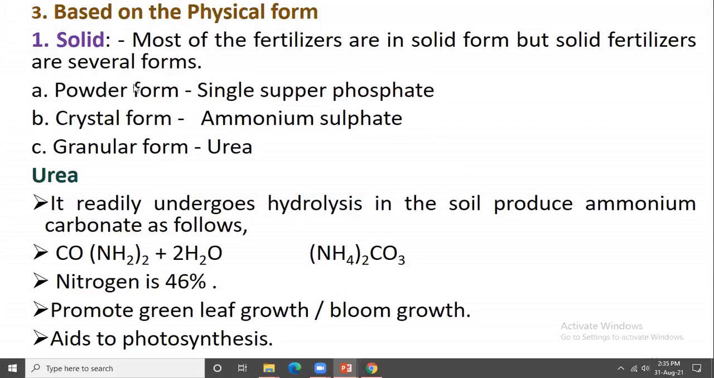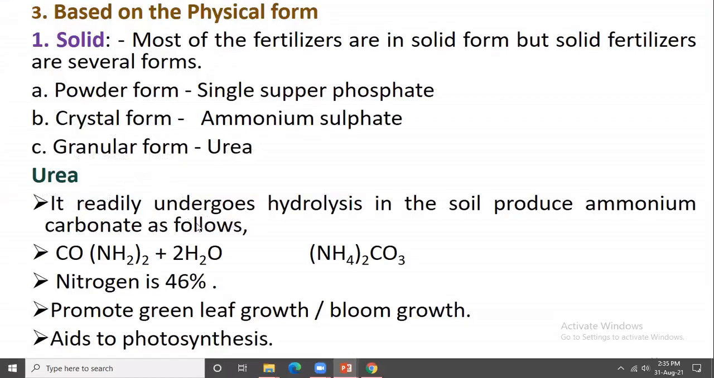Okay, one night you can't identify and study all these things, but you can note them now. It will help you in your final exam. Powder form: single super phosphate. Crystal form: ammonium sulfate. Granular form: urea. Now we will see the urea.